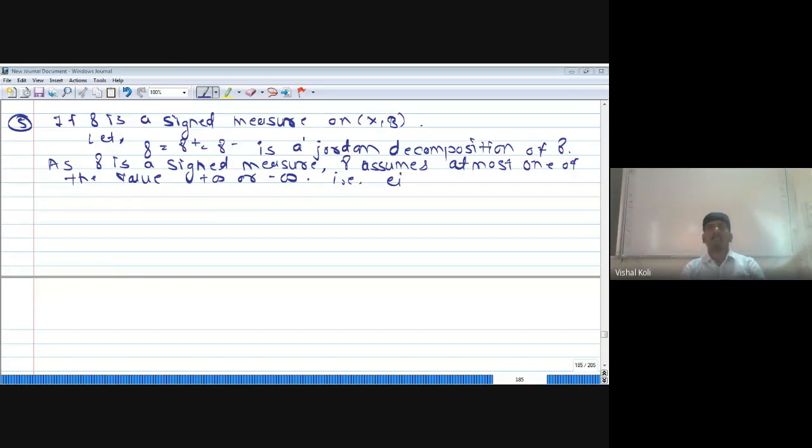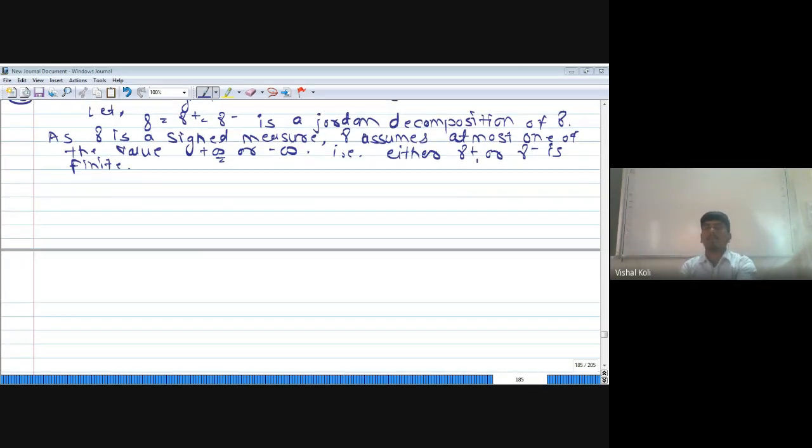If that is so, since gamma is nothing but gamma plus minus gamma minus, either gamma plus or gamma minus is finite. Since gamma takes at most one of the values plus infinity or minus infinity, it means either gamma plus or gamma minus is finite.